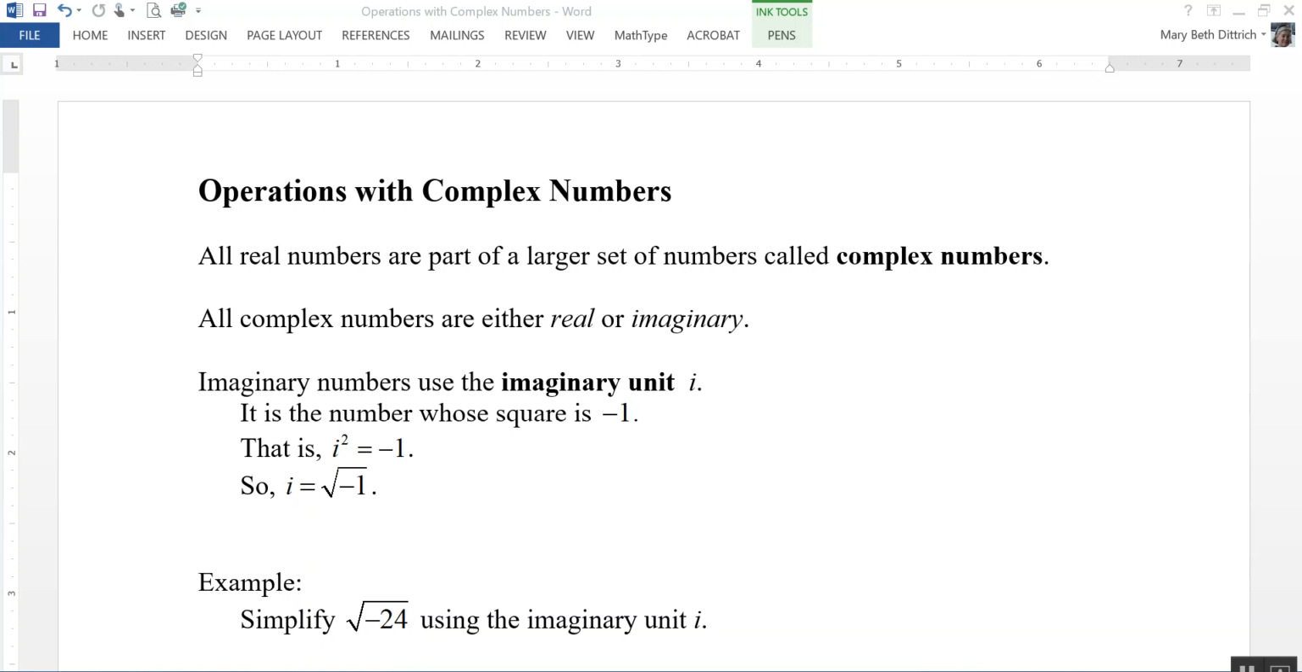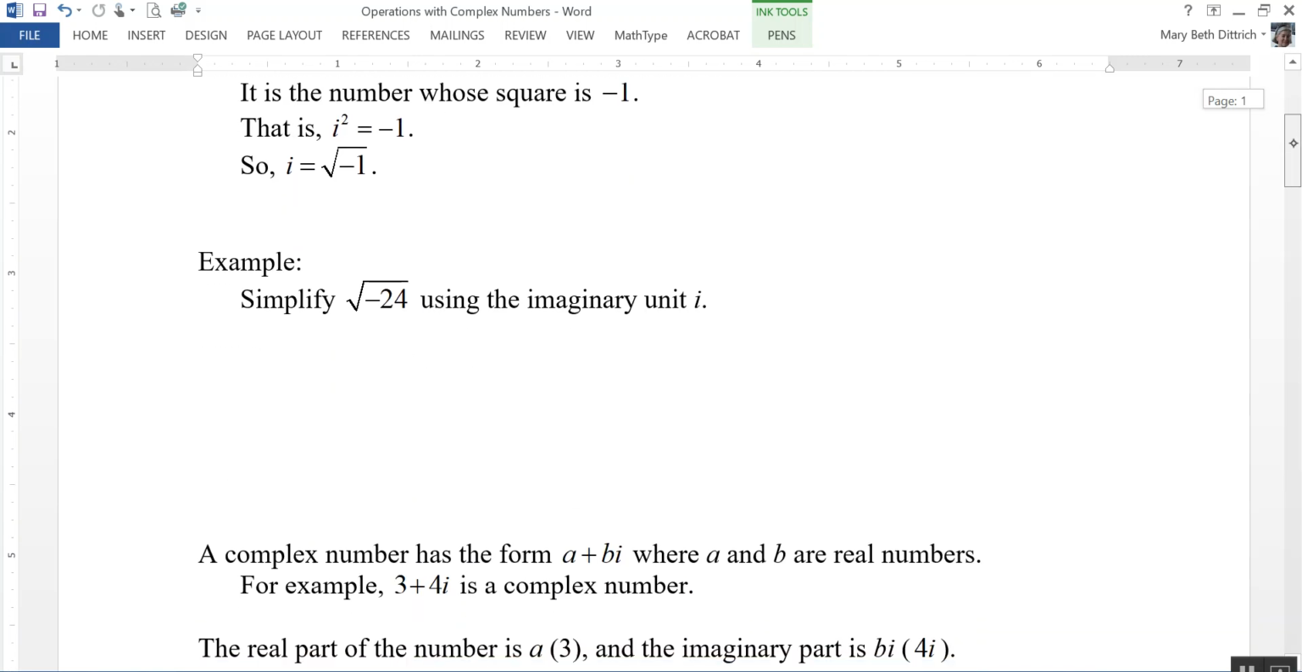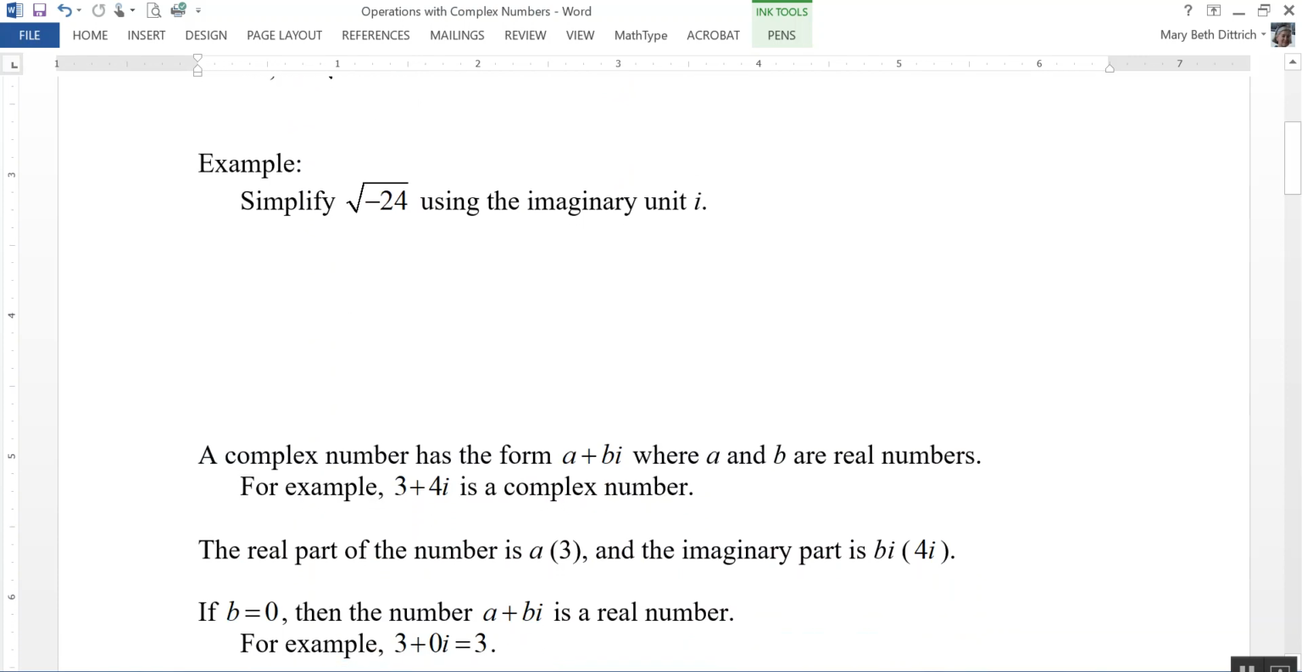So if you were to take the square root of both sides, i is equal to the square root of -1. This is how we can deal with the square root of negative numbers in math. Let's take a look at an example here. We need to simplify the expression square root of -24 using the imaginary unit i.